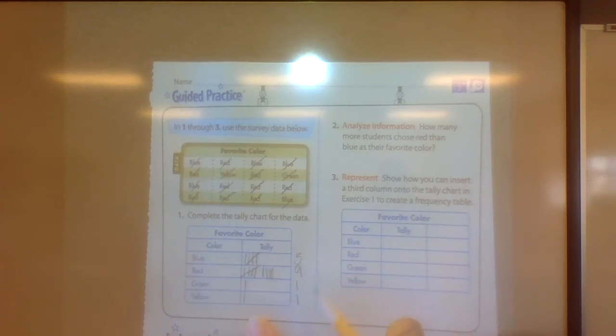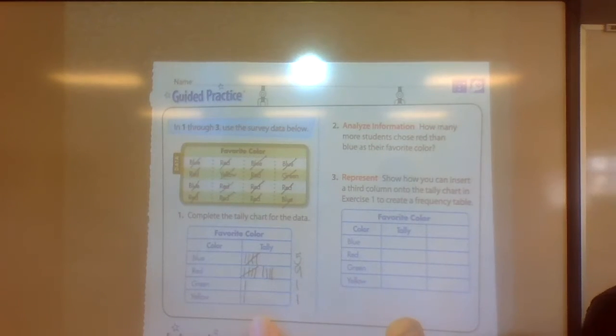So if I add this up, 9 plus 1 is 10, plus 5 is 15, plus 1 is 16. I can confirm that I've accounted for all of it because I remember I said there were 16 people that answered this question, and that means I should have 16 tally marks, and I do.